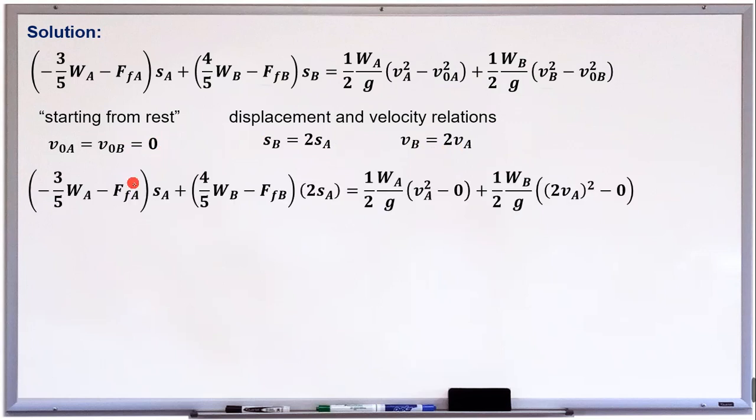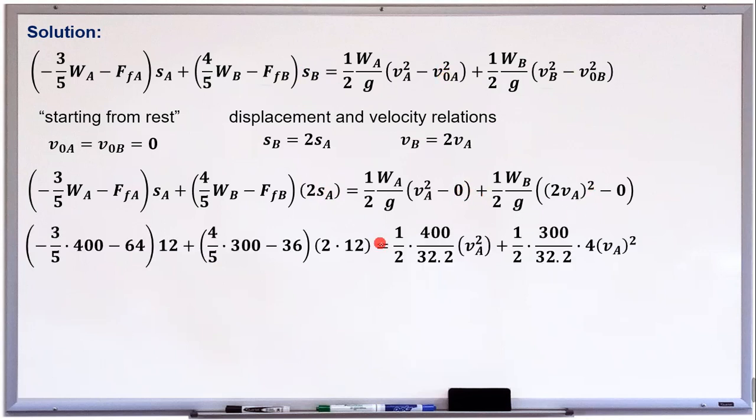So the work energy equation becomes, or it will look like this equation. So the only modifications that happen here are the expression for SB. So this time SB becomes 2SA, and then the initial velocity for both A and B are now 0.